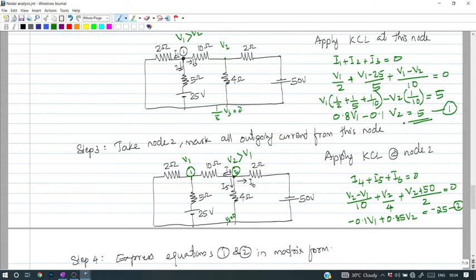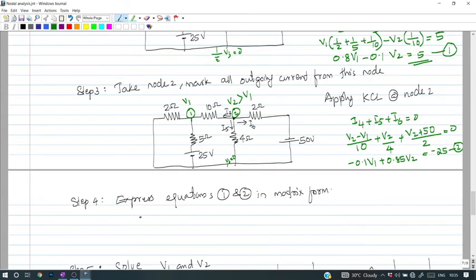Now we can represent equation number 1 and 2 in matrix form. So in matrix form, we can write in this manner. What are the variables? V1 and V2. We need to find out the value of V1 and V2. Then what is the output? That is constants 5 and minus 25.